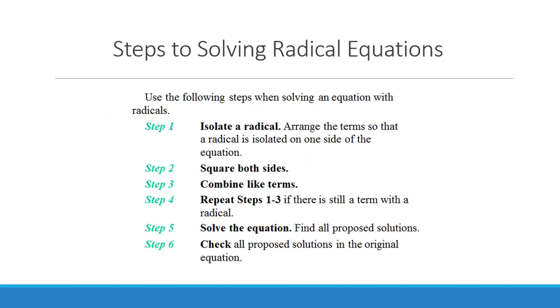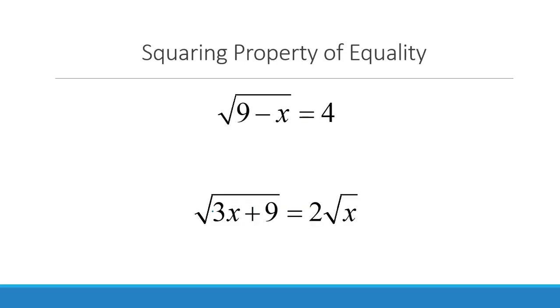Well, before we do, just to make sure you have the steps. Step 1, again, you want to isolate the radical or get the radical by itself, square both sides, combine like terms, and then solve your equation.